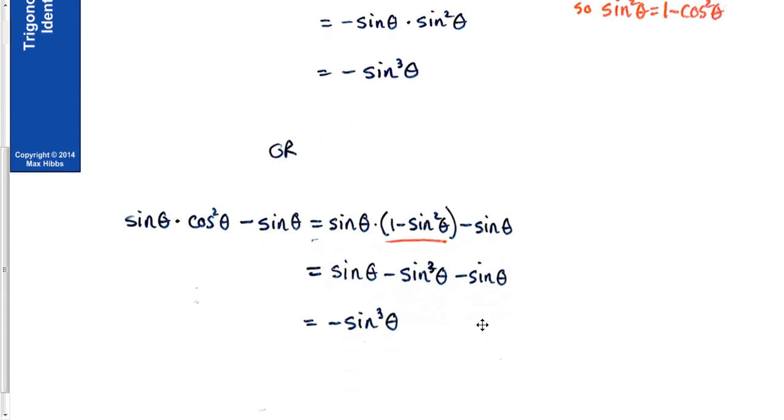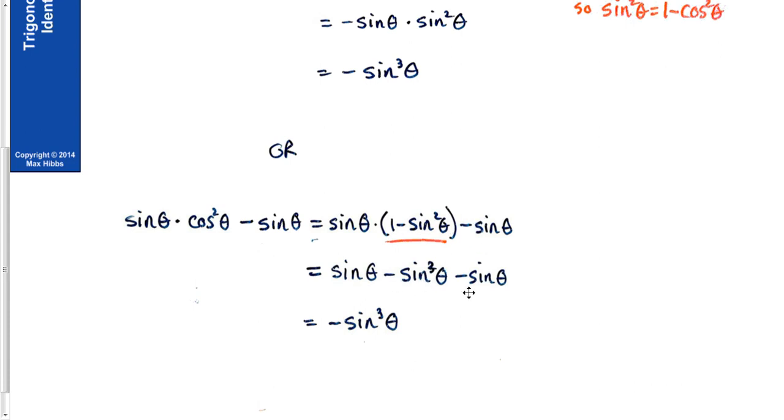And that's what I've done. I replaced cosine squared theta with 1 subtract sine squared theta right here. So now it reads the original sine theta times, instead of cosine squared theta, 1 minus sine squared theta, and then minus the sine theta. Now, what I've done next is I've actually multiplied out the sine theta. I've distributed it with what's in the parentheses. So sine theta times 1 is certainly just sine theta. Sine theta times a negative sine squared theta, of course, is negative sine cubed theta.